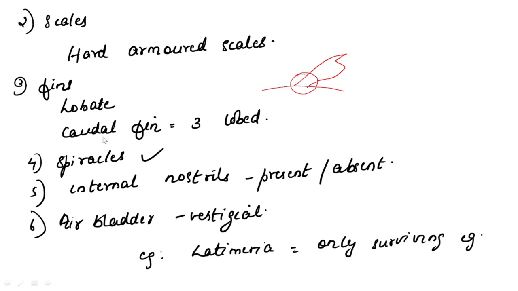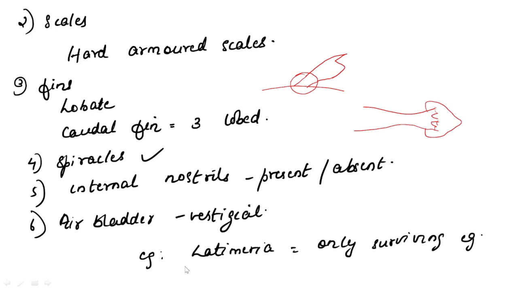And in the case of the caudal fin, how many lobes are present? Three lobes are present. Three such lobes can be seen in the case of the caudal fin. I will show that caudal fin. In this way, 1, 2, 3 lobes are present. So that's another feature. Spiracles are present in this order. Internal nostril also can be present, or sometimes it is absent. Air bladder is present but vestigial. Vestigial means that structure is present but it's not functional.